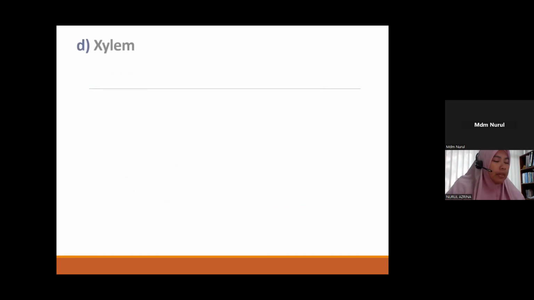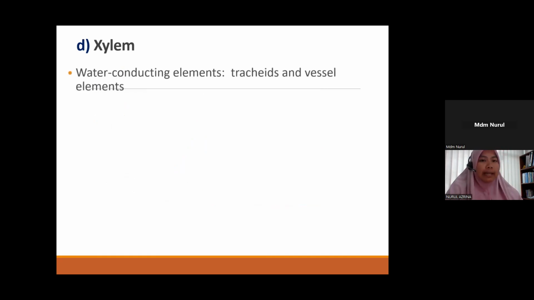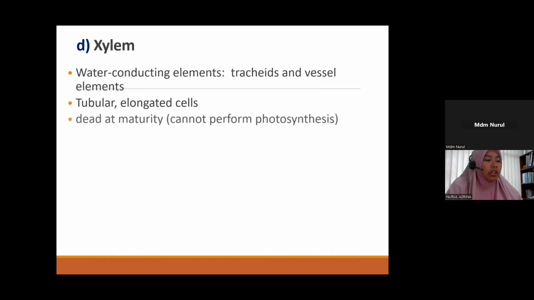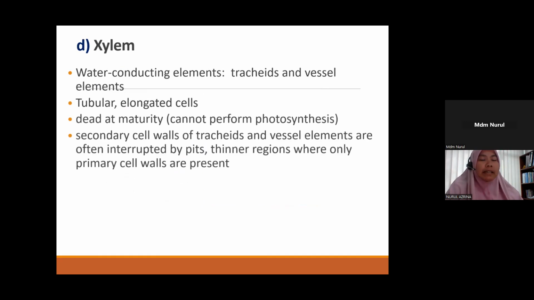Okay, so we have finished the first three ground tissue cells: parenchyma, sclerenchyma, and collenchyma. Now we go to xylem. Xylem is a water conducting element, right? It is divided into two. The water conducting elements of the xylem are tracheids and also vessel elements. So these are the two water conducting cells of the xylem.